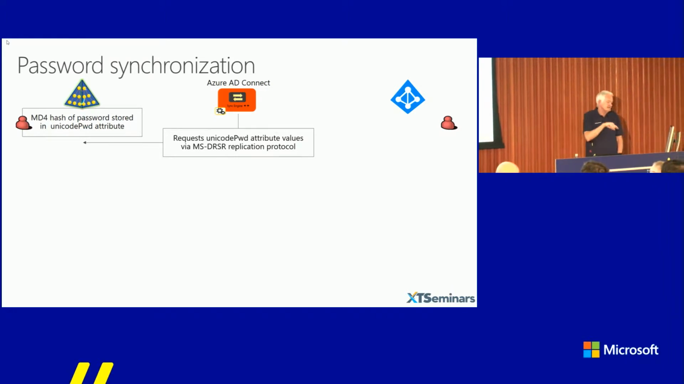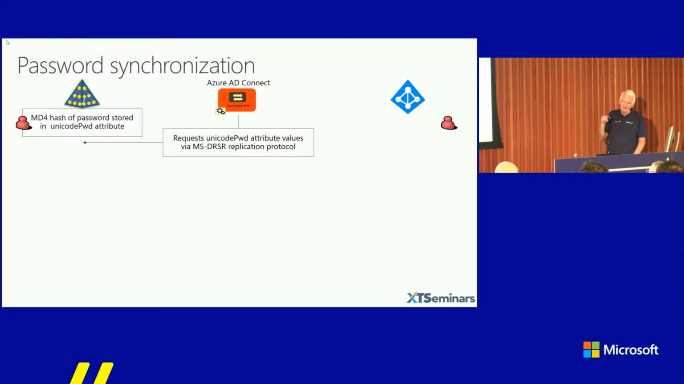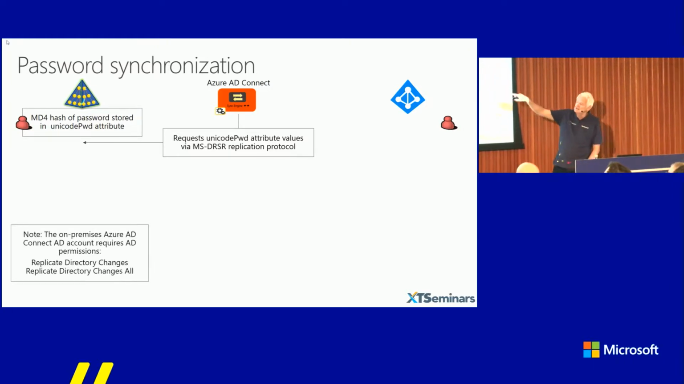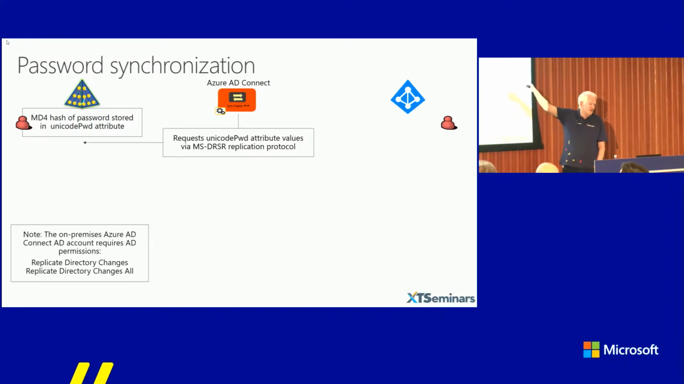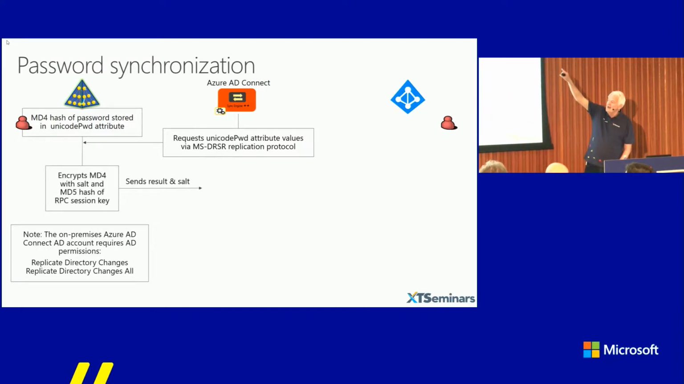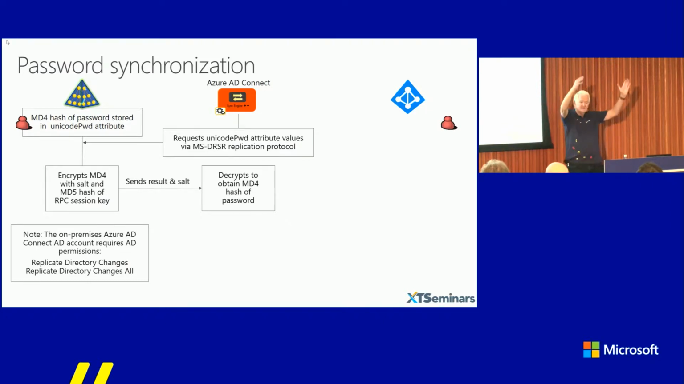It requests the Unicode password attribute. And what actually happens at that point is that you need the correct permissions in the directory to be able to pull that. It will then take the MD4 with a salt and an MD5 hash of the RPC session key. It encrypts it. Right? It then passes it to Azure AD Connect. Azure AD Connect is on-prem. Right? So it's on-prem, nothing's left the premises.